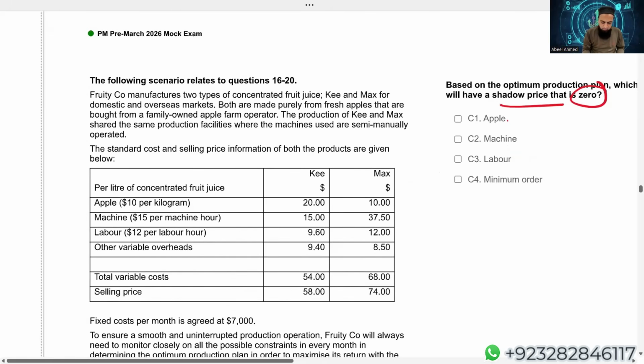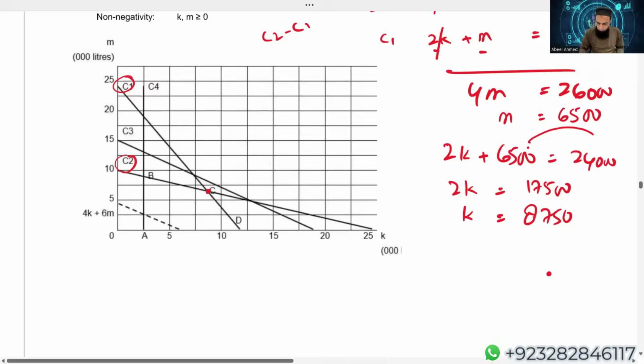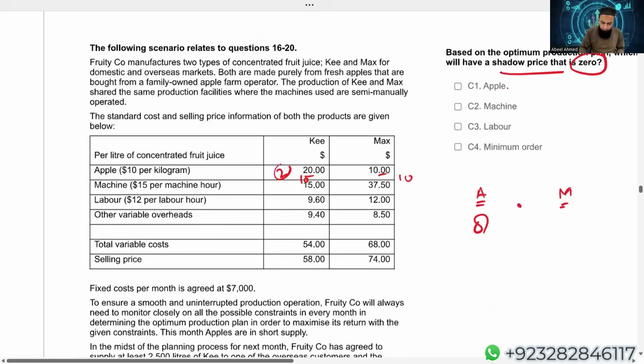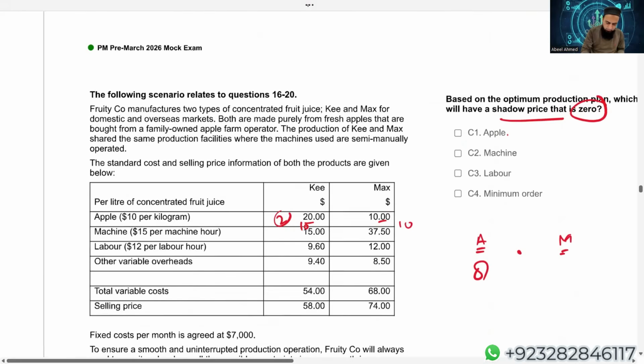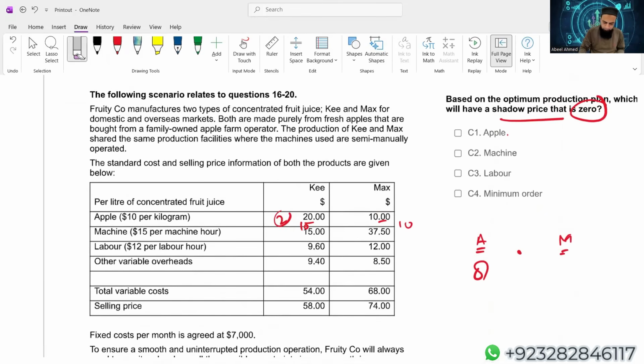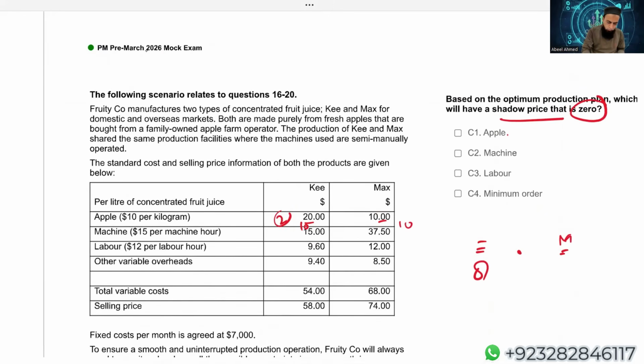1 unit of Key needs 2 kg of apple because $20 divided by 10 is 2. 1 unit of Max needs 1 kg of apple. Okay, Apple and Max. Apple will be producing how much? 8,500 or 8,750? 8,750. Sorry, it's not Apple, it's Key. Students, Key we will be producing 8,750 and Max 6,500.